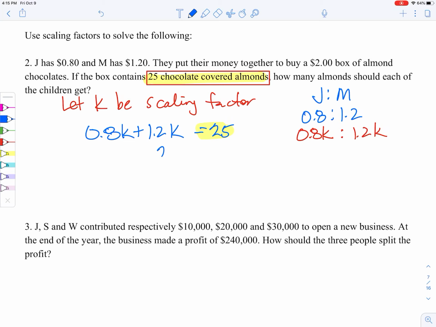So I get 2K equals 25. Divide both sides by 2. And we get K equals 12.5.